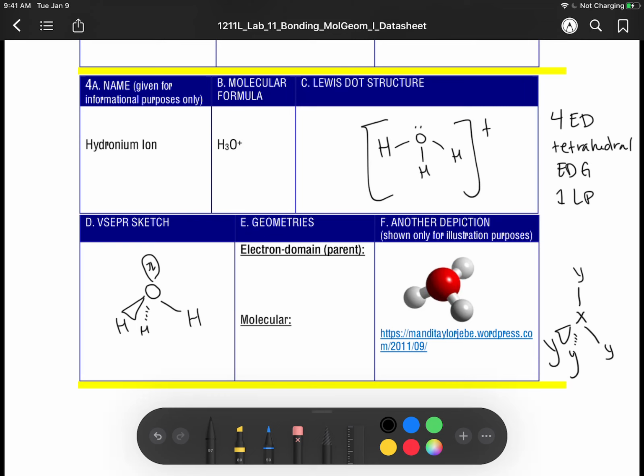Okay, now we have a tetrahedral electron domain geometry. And since one of these electron domains is a lone pair, we envision what the molecule looks like if we don't think about the lone pair itself, and we see that we get trigonal pyramidal. So we have a triangle base and a pyramid structure.